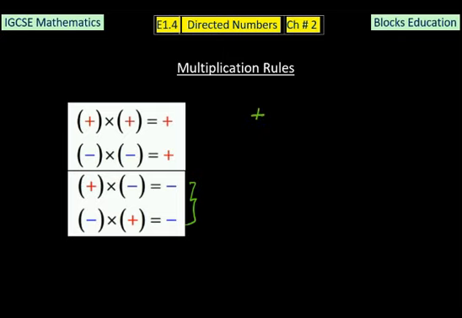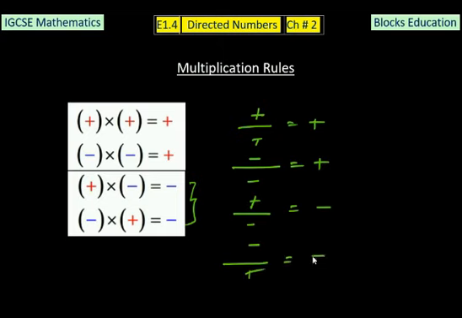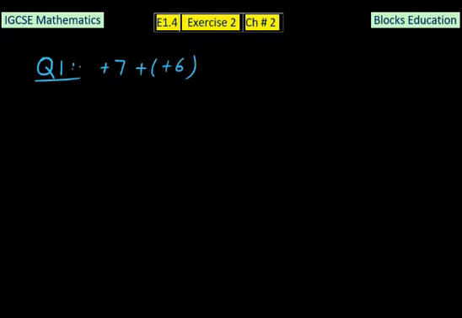For example, plus divided by plus makes plus. In the same way, minus divided by minus makes plus again, and plus divided by minus makes minus. In the same way, minus divided by plus makes minus as well. So I hope it makes sense. Just remember these rules, I hope you have done them in your earlier classes as well. We will be using these multiplication rules in the next exercise.